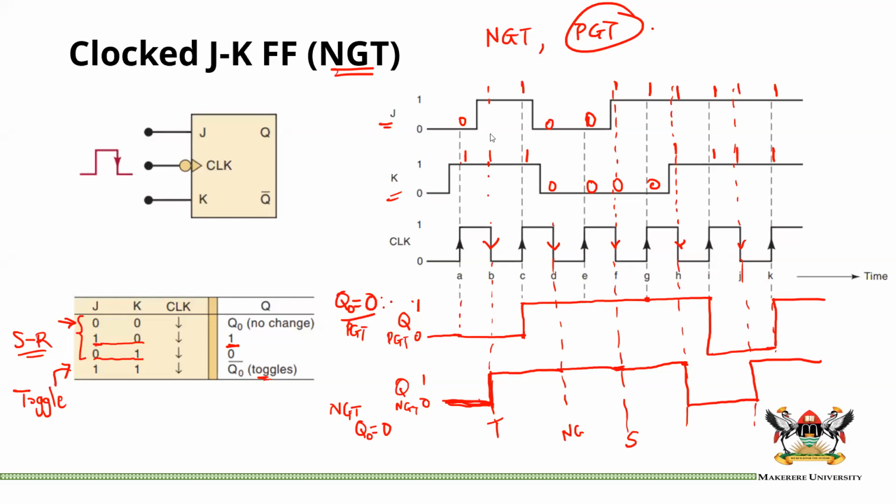Does the word toggle mean a change from a 1 to 0? Yeah, so toggle means that if you are in a 1, you go to the 0. If you are in 0, you go to 1.